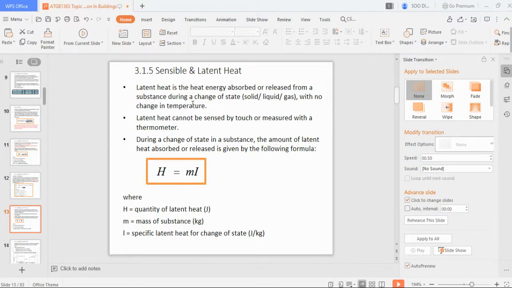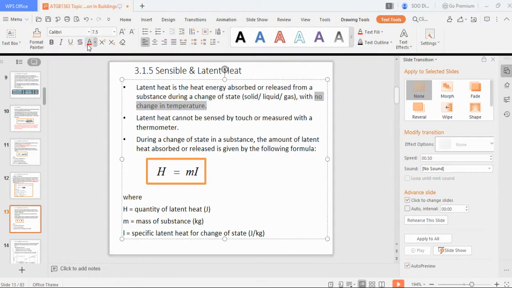Okay, so next is your latent heat. Latent heat is the heat energy absorbed or released from a substance during a change of state. This heat released or absorbed is with no change in temperature. Because there's no change in temperature, you will not be able to sense, touch or measure it.